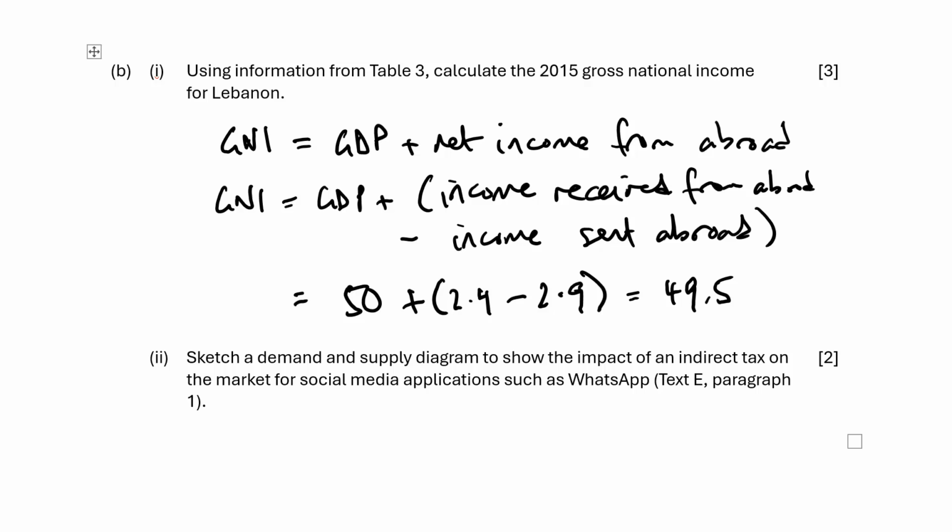So that's, I guess, USD. Oh gosh, I should probably have done this a little bit better. So USD 49.5 billion. And there you have it. So that's an easy point if you know what you're doing.